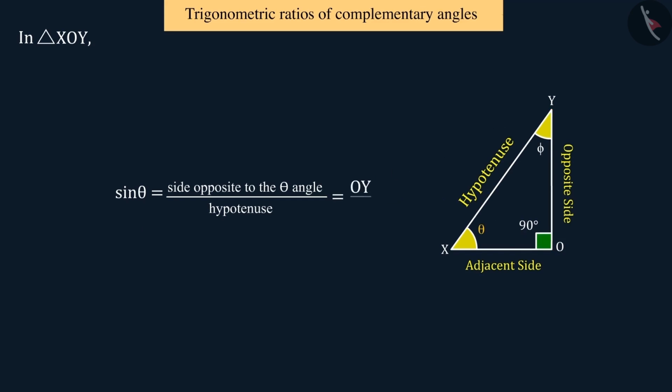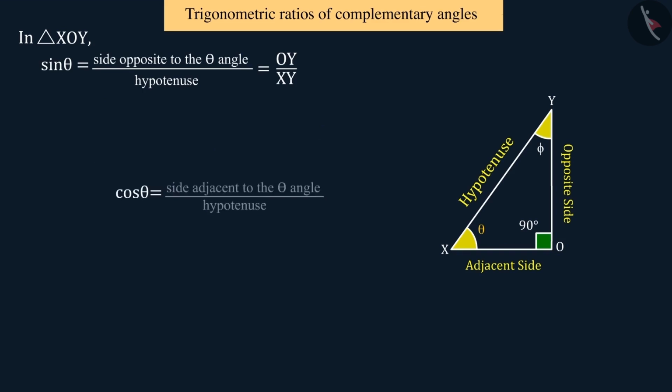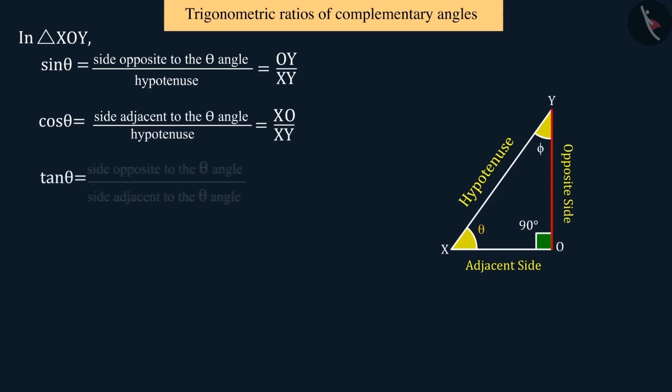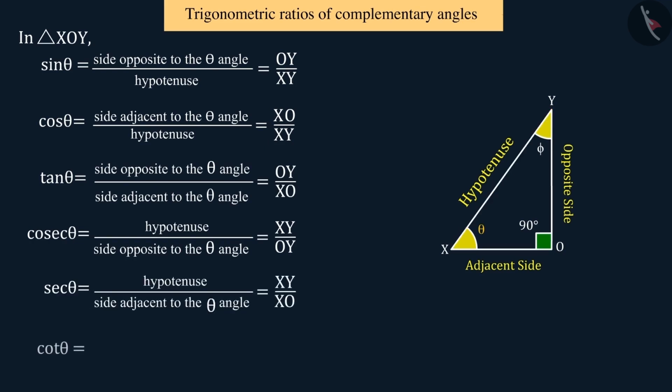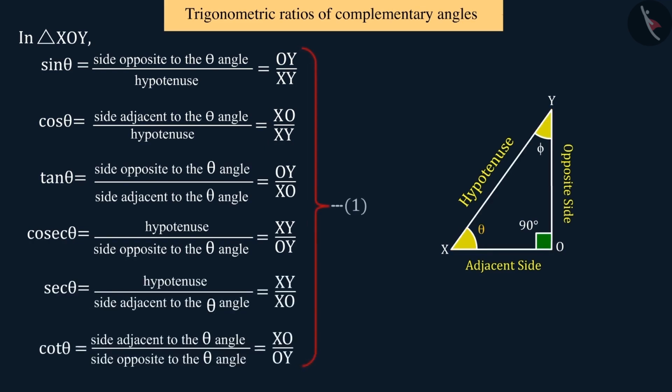Where the opposite side is OY and the hypotenuse is XY. And if we talk of cos theta, then its value will be equal to the ratio of the adjacent side and the hypotenuse. Here, the adjacent side is XO and the hypotenuse is XY. Similarly, find the values of other trigonometric ratios, which are represented by equation 1.